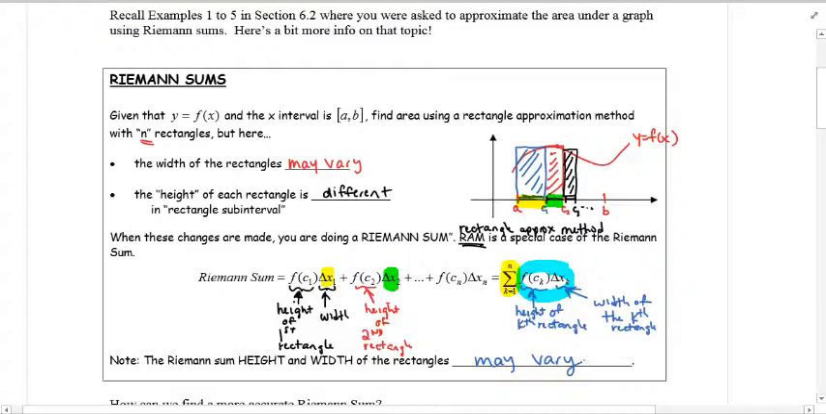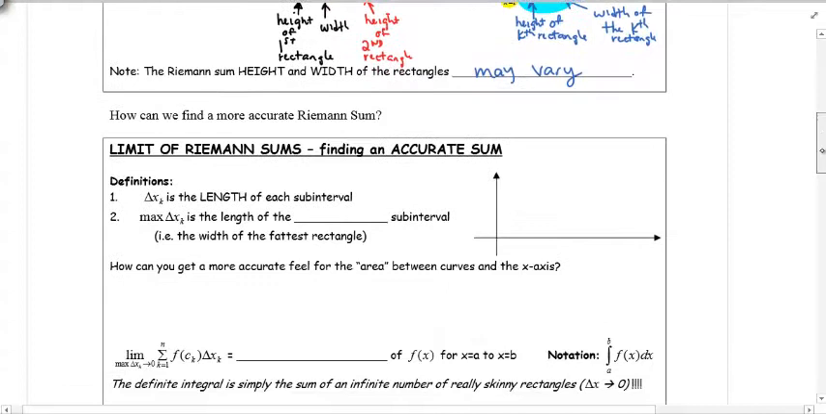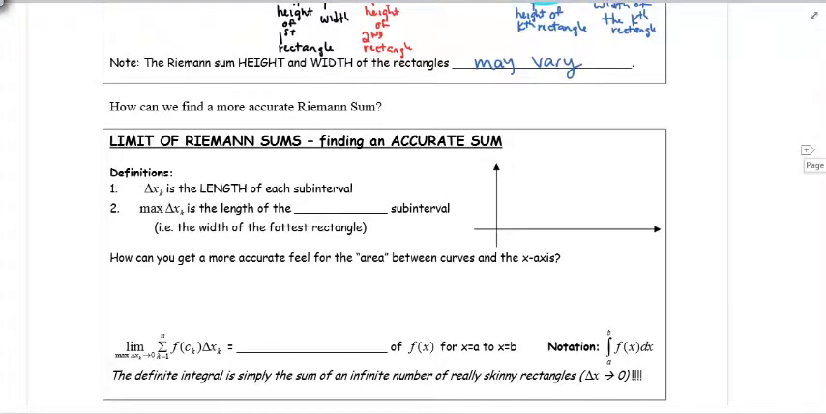Just a whole bunch of rectangles added together, but not really any specific rules about what the heights could be and how the widths must be the same. Now, we know that in the previous section, lesson 6.2, we did a whole bunch of approximations, but they weren't that great. So my question to you now is, how can we find a more accurate Riemann sum? And we're going to bring back this word called limit.